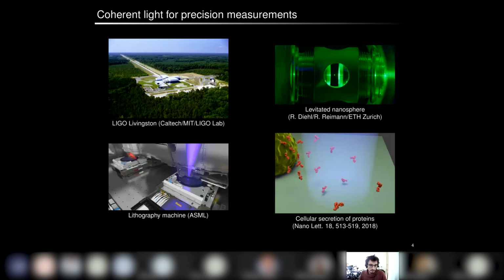Here in this example, people are using coherent light in order to characterize a semiconductor nanostructure and in order to detect possible defects in the nanostructures. And here, in this last example, coherent light is used in order to measure the position of proteins that have been secreted by a cell.